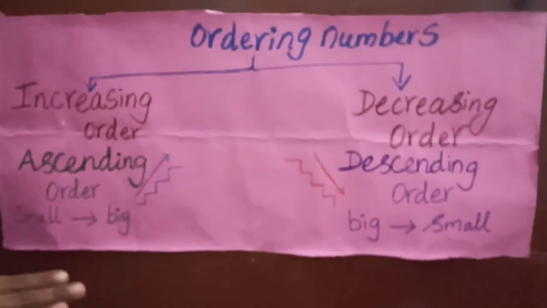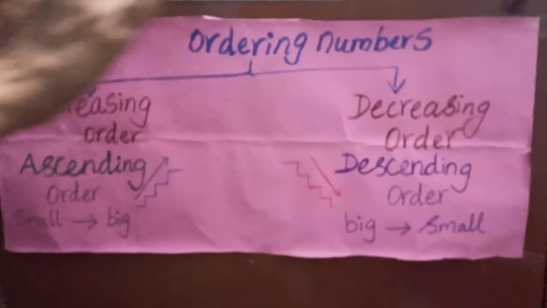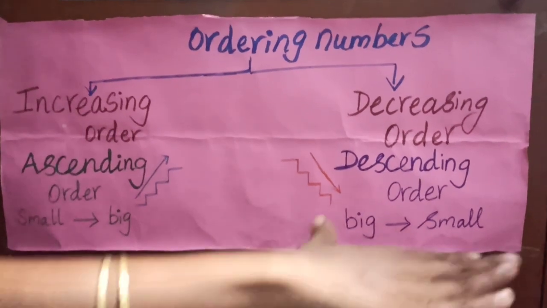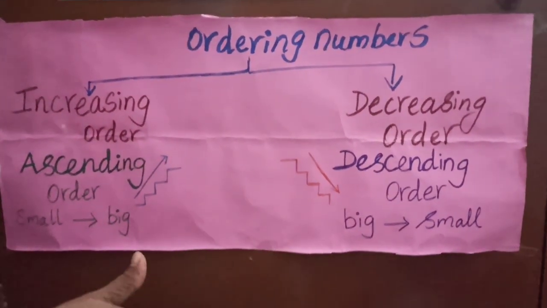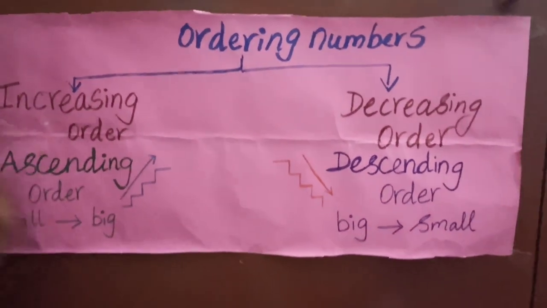How will you stand for assembly time? At assembly time we used to stand in height order, from small children to bigger children. Am I correct, children? So that order is called ascending order, increasing order.